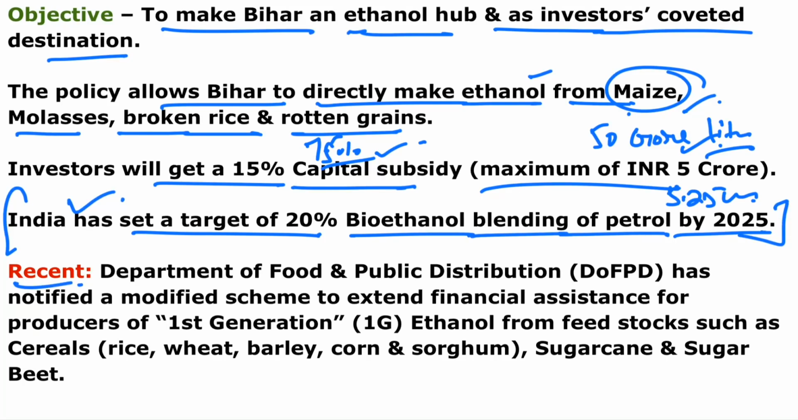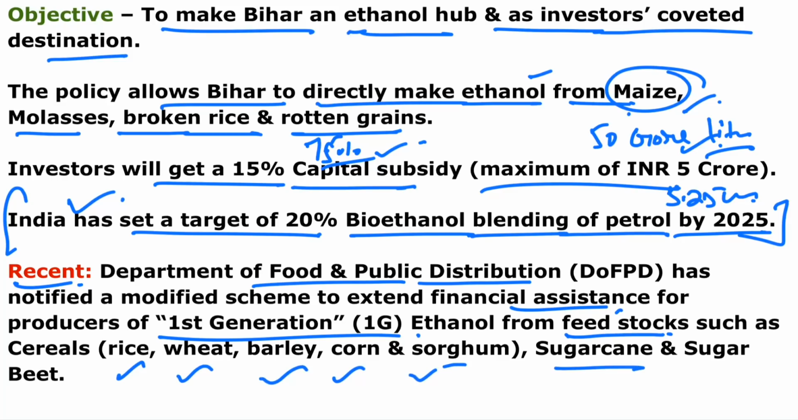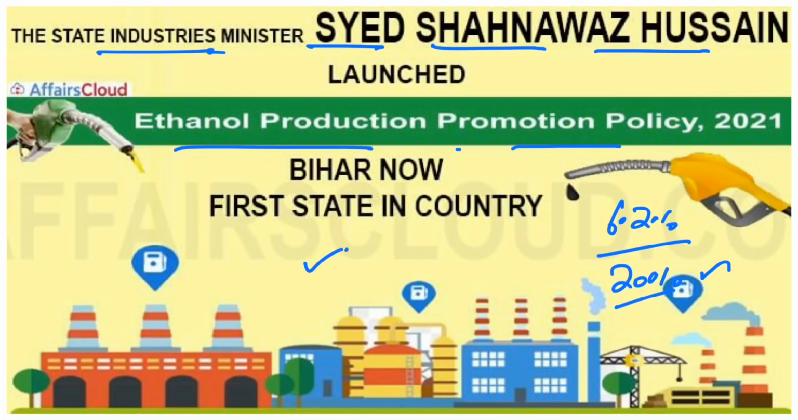Now, one most recent news about ethanol production: the Department of Food and Public Distribution has notified a modified scheme of extended financial assistance for producers of first generation ethanol from feedstock such as cereals like rice, wheat, barley, corn, or sorghum, as well as sugarcane and sugar beet. So Bihar is making ethanol from maize, molasses, broken rice, or rotten grains, but the Department of Food and Public Distribution also allowed producers to produce ethanol from rice, wheat, barley, corn, or other grains. Remember this is the Department of Food and Public Distribution. This is a very important question. You have to mark it under the most important section because we have to achieve this target by 2025.